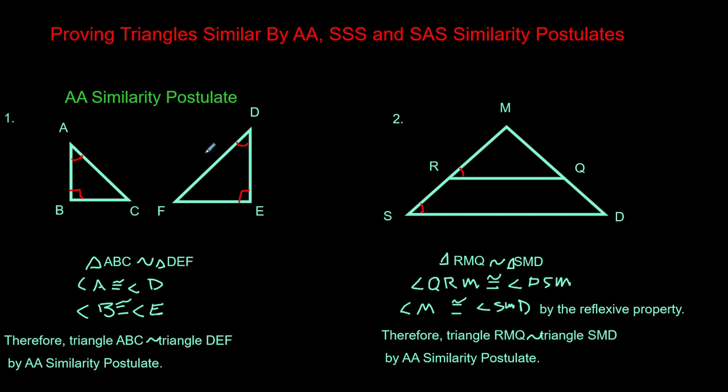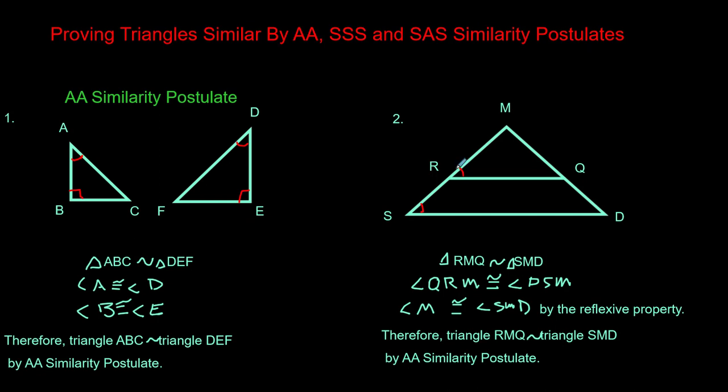So we've shown that two pairs of corresponding angles from each triangle are congruent. And when we show that two pairs are congruent, we're actually showing that all three pairs of corresponding angles are congruent. Because if two angles of one triangle are congruent to two angles of another triangle, then the third angles must be congruent. So we have to actually write down that the angles are congruent. So angle A is congruent to angle D, angle B is congruent to angle E. So therefore, by angle-angle similarity postulate, triangle ABC is similar to triangle DEF.